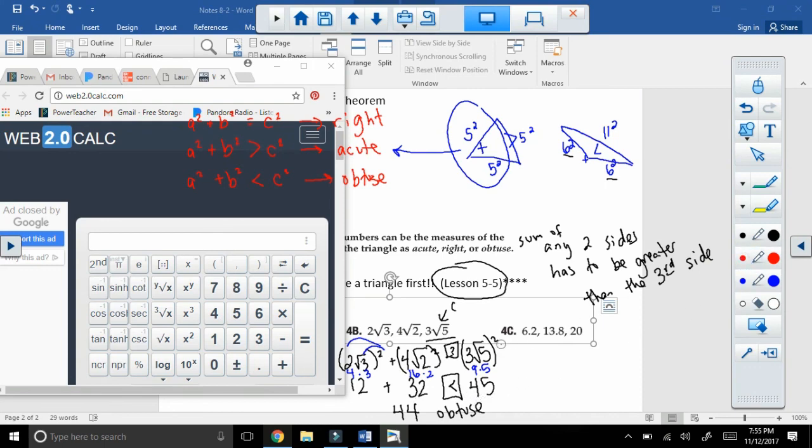Okay, and then for this last one, again, we need to make sure that these even make a triangle first and foremost. When I add these two numbers together, that's actually exactly 20. And because 20 is not greater than 20, I don't even have to go any farther because this one here is not a triangle. So it can't be obtuse or acute or right.